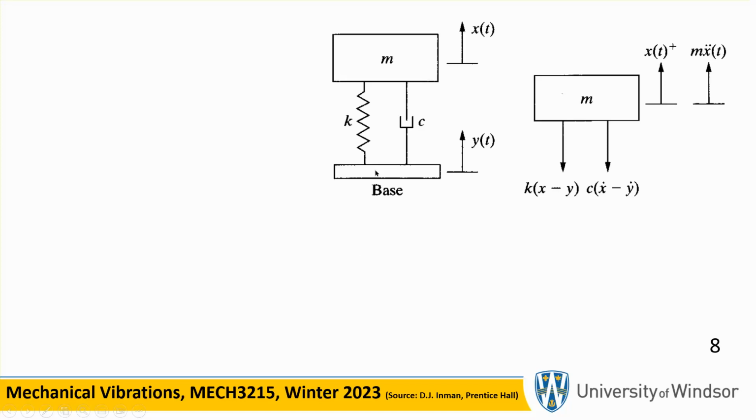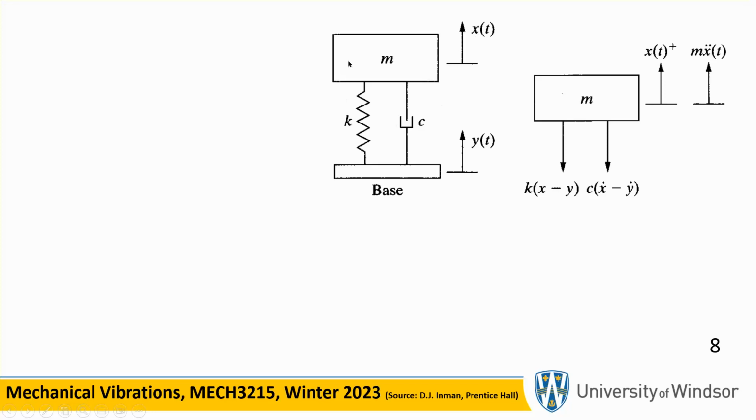Here's the base. Remember, think about this thing as the suspension of a car moving on a road. Think about it like that. Or think about this as a machine which sits on the ground, and the ground is moving because of something else moving next to it. So for the motion of the base, we are assuming that we know y of t, and because the base is moving, the mass is also moving, okay, by the amount x.